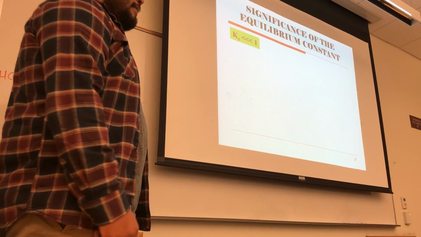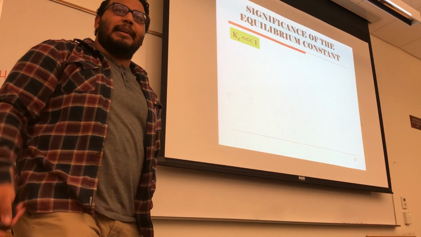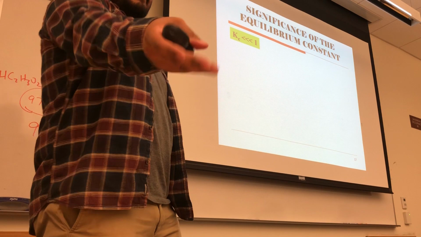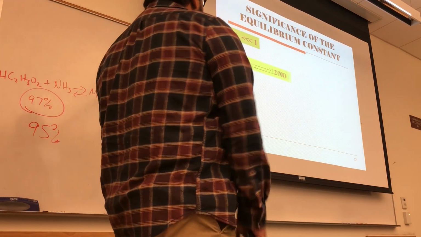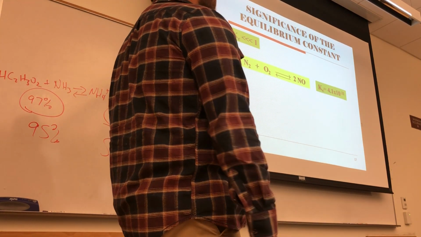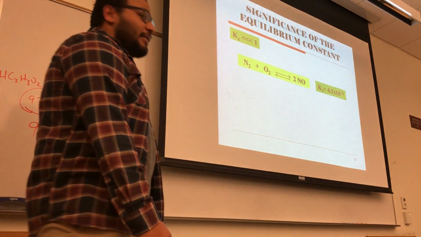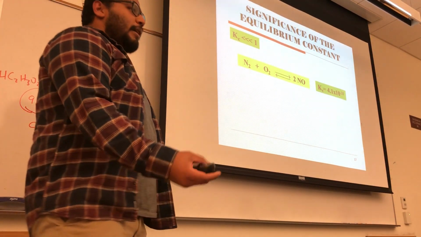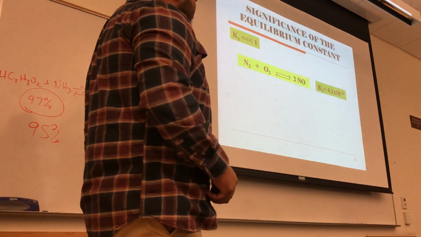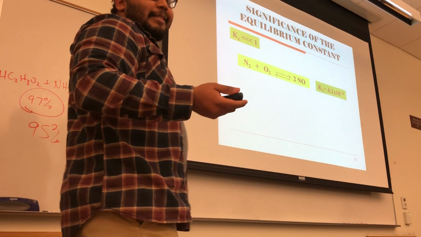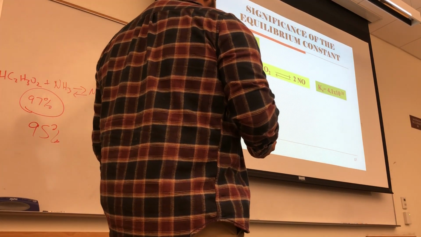Significant, right? Then in the reverse direction, what if my K is much smaller than 1, right? We said less than 10 to the minus something, right? In this particular case, very small, 10 to the minus 31. If our exponent is that small, which side's favored? Reactants.